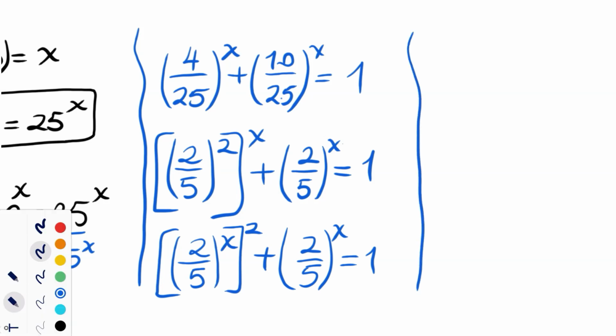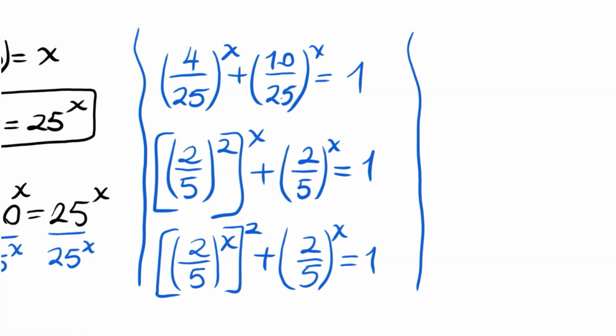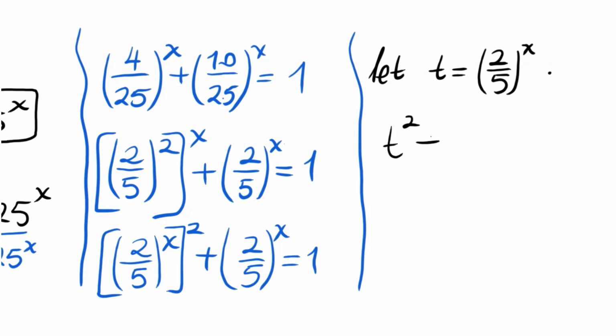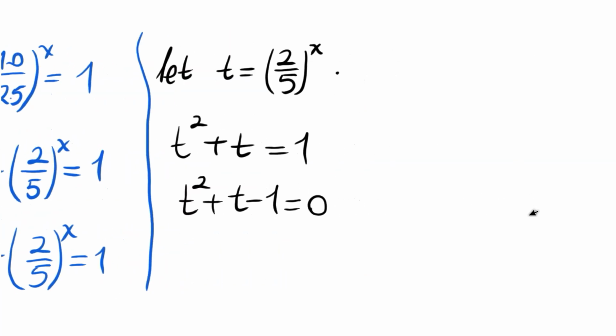Now let's write t is equal to this 2 over 5 to the power of x. Then we have t squared plus t is equal to 1, which is also t squared plus t minus 1 is equal to 0. Then we have a quadratic now.